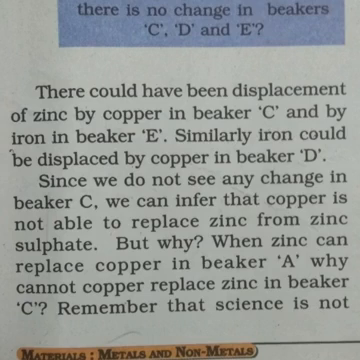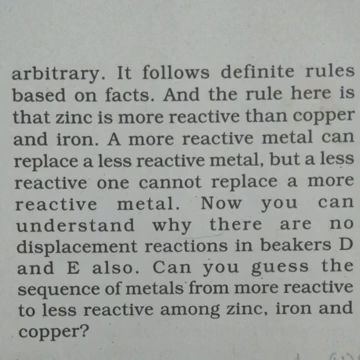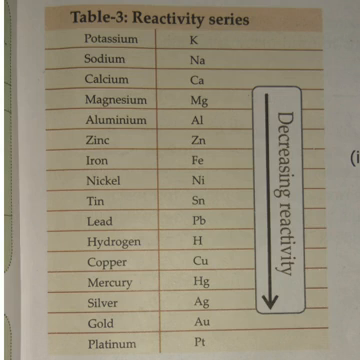Why did this happen, students? Because there is a definite rule, and the rule is that zinc is more reactive than copper and iron. A more reactive metal can replace a less reactive metal, but a less reactive metal cannot replace a more reactive metal. This is the reason, students, that there are no displacement reactions in beakers D and E also. Here, students, you can see the reactivity series also.